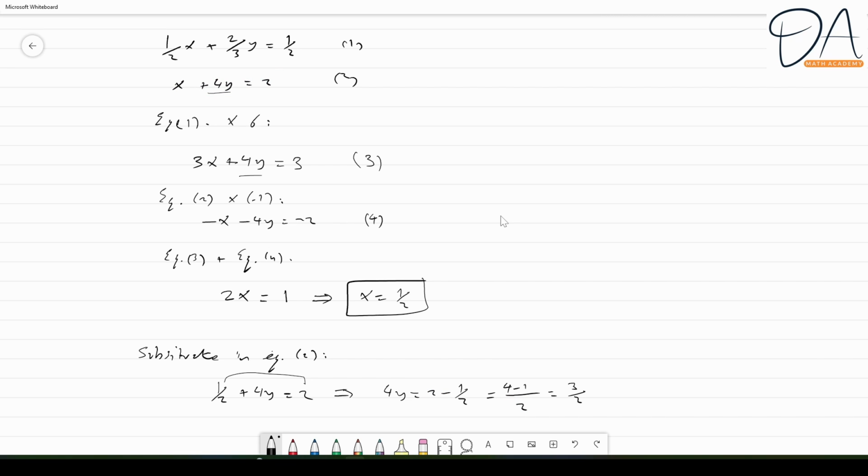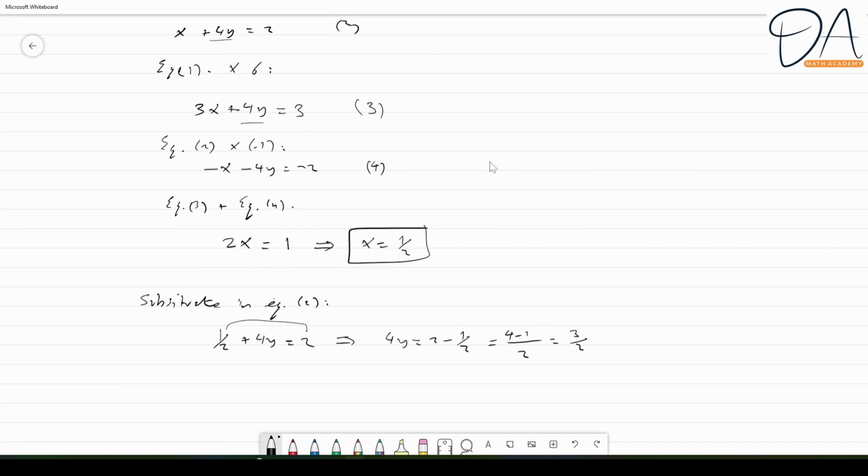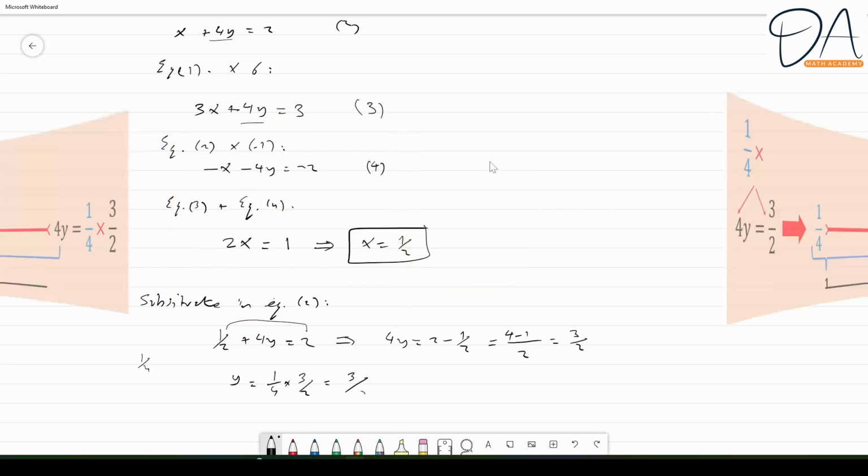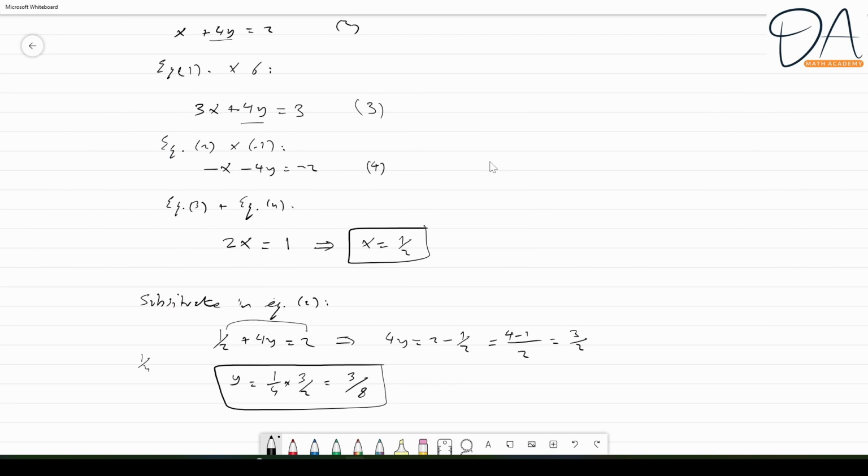And now in order to get y, we simply need to divide by 4. Or we multiply with 1 over 4 both sides. So here we get y equals 1 over 4 times 3 over 2, that gives you 3 over 8. And that is the value of y. So we already found the value of x and the value of y. Okay, let's look at another example.